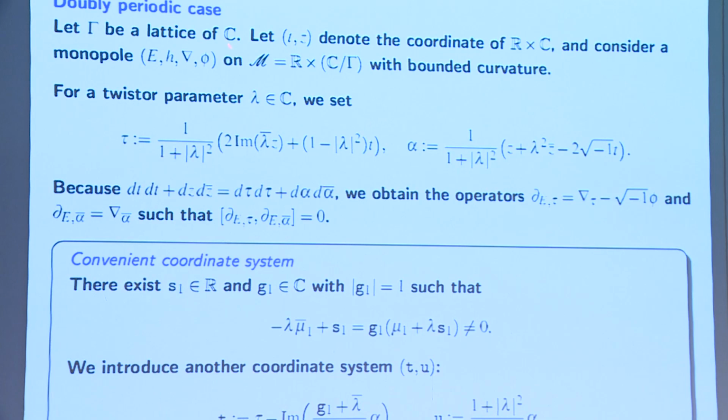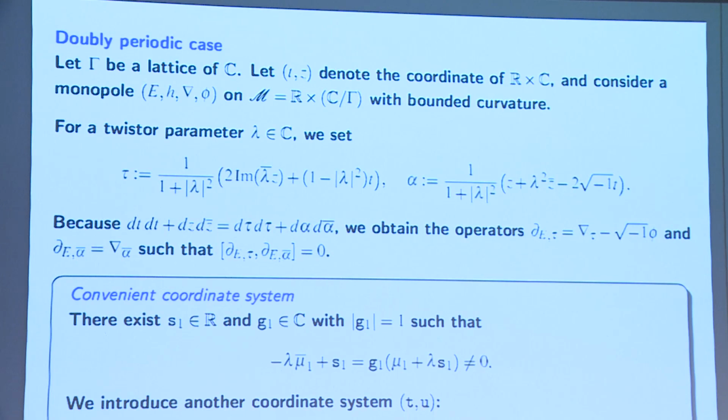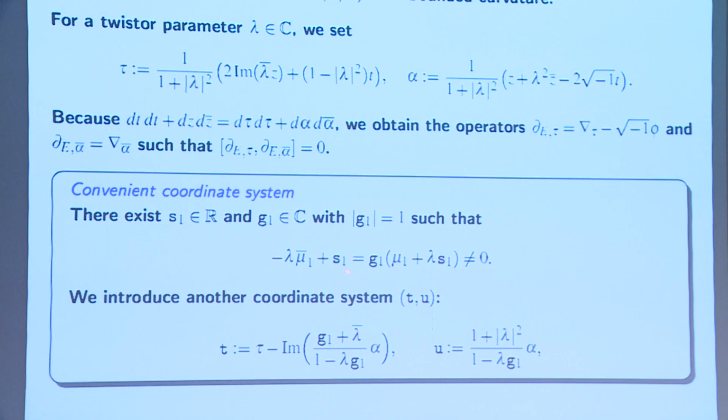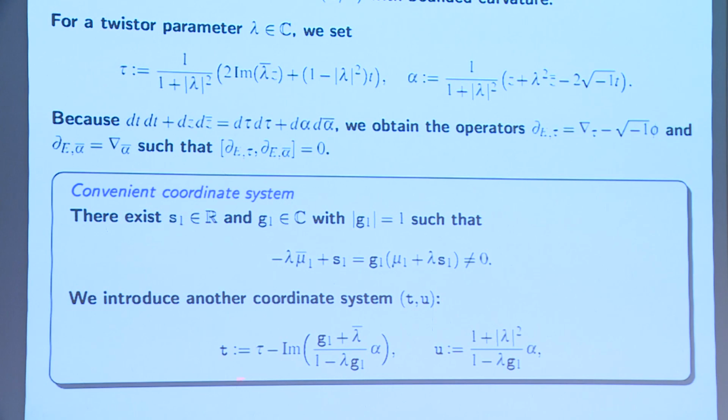So again, in this case, first we consider tau and alpha given in this way. And then the standard Euclidean metric is described in this way. So we obtain two commutative operators. And in this case, we use the following construction as convenient coordinate systems. First, there exist real numbers and a complex number whose absolute value is 1, satisfying these conditions. And t and u are defined by this formula.